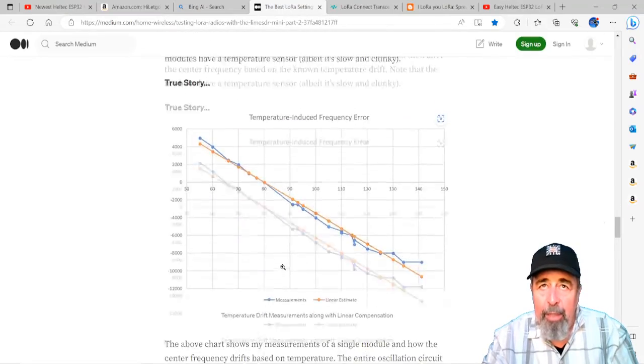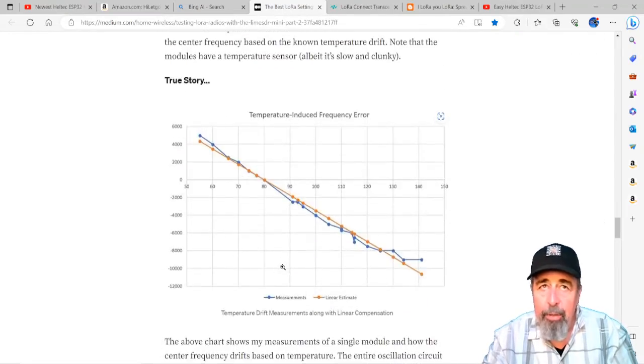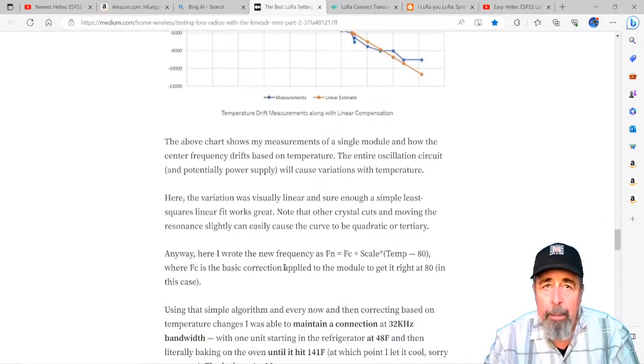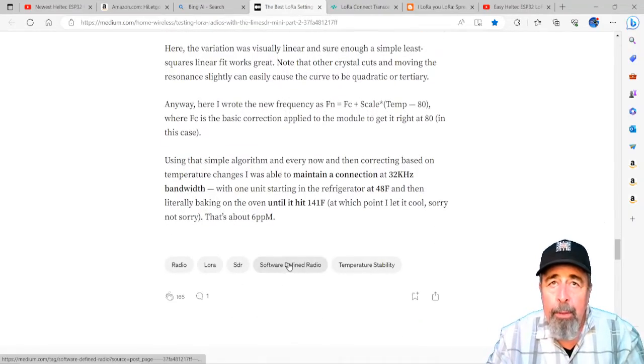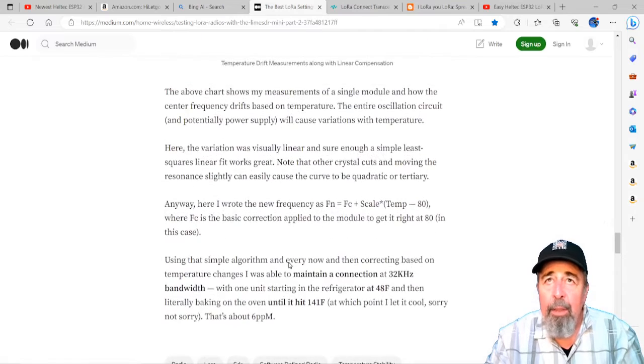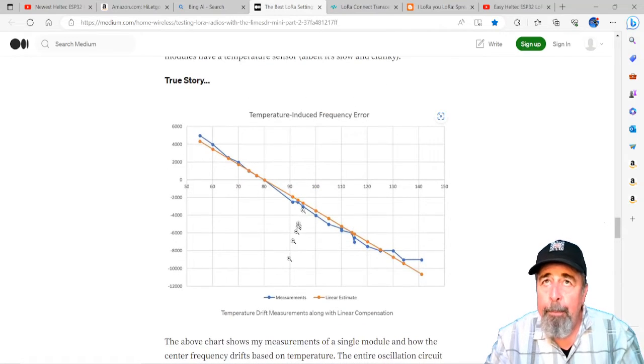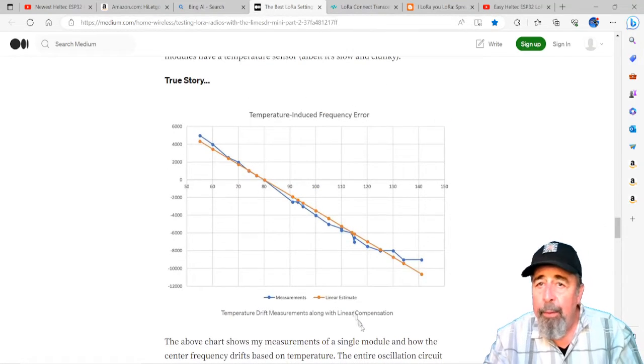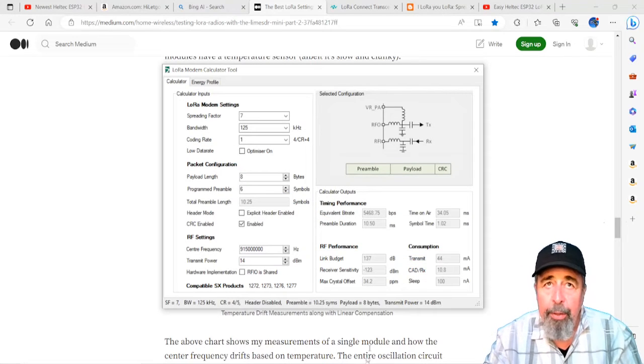Okay, this is talking about temperature stability, so higher temperatures are going to yield less stability. Okay, we've reached the end of the line there. Let's go ahead and pop out this calculator and play around with it a little bit.